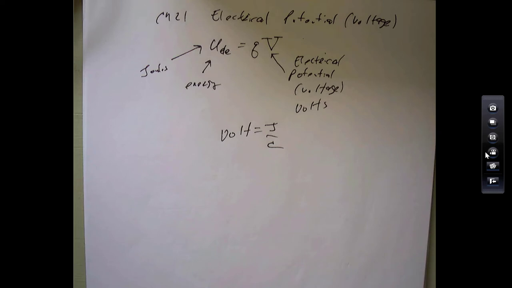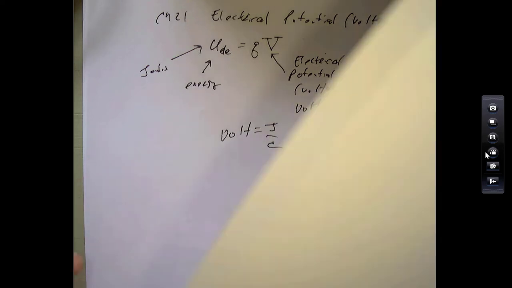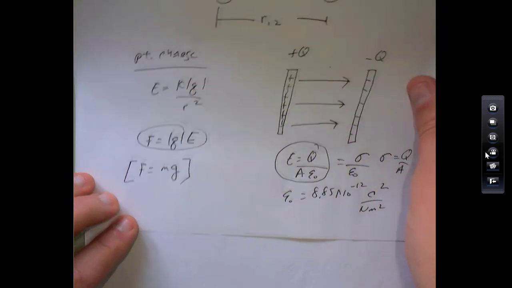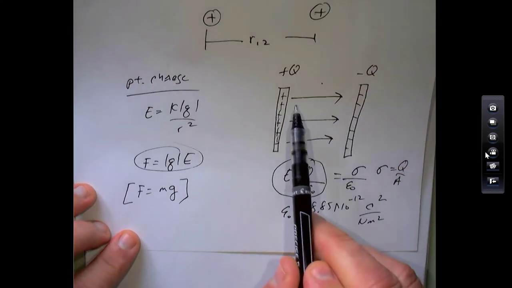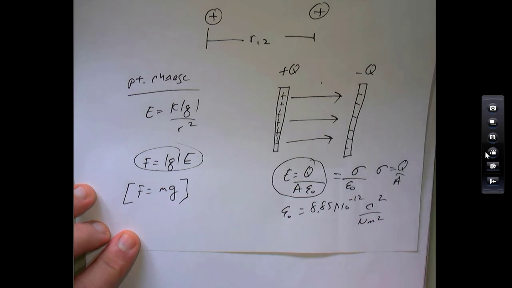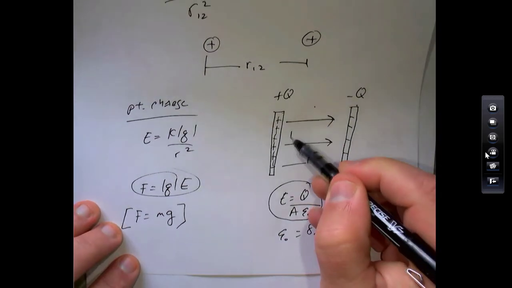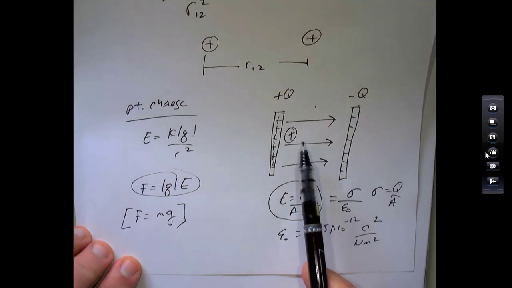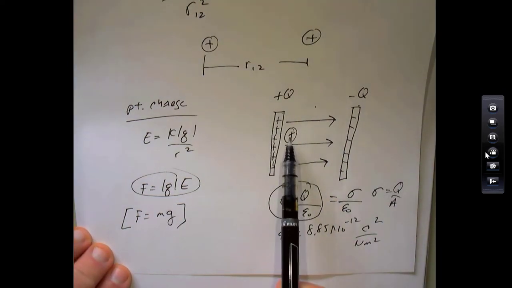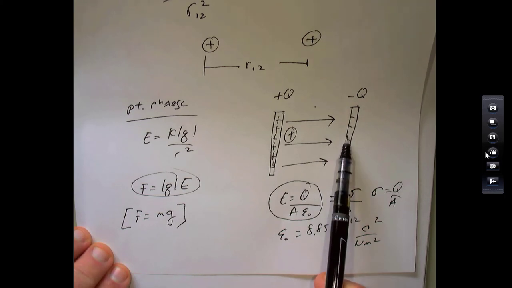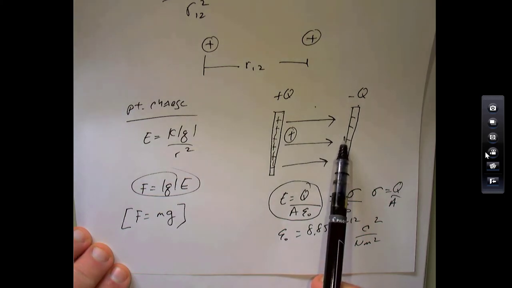So going back to the example with the capacitor here, the electric field, as you know, goes this way. This means higher voltage to lower voltage. So if you put a positive charge here, it wants to go downhill, right, from a higher potential to a lower potential. Okay, so that's the idea.